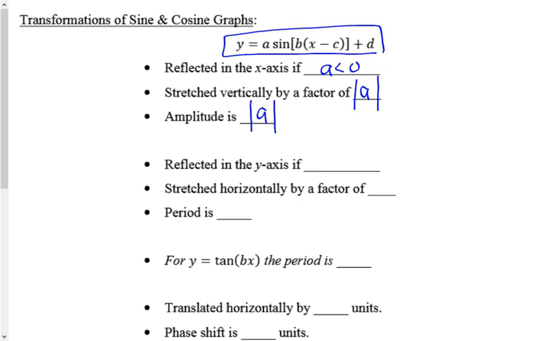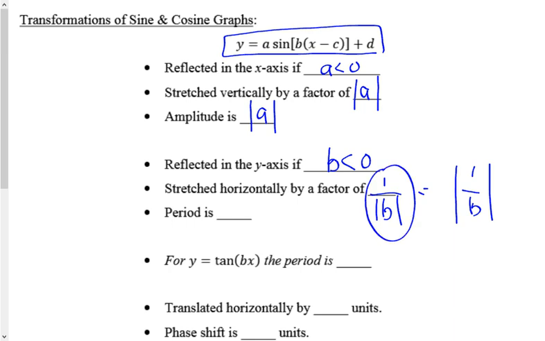It's reflected in the y-axis if b is negative. Stretch horizontally by a factor of? That was a little hard. 1 over absolute value of b. Most of us were getting there. We could have said absolute value of 1 over b. That would be okay. Usually we'll write it like this, but it really doesn't matter. They're both equivalent.